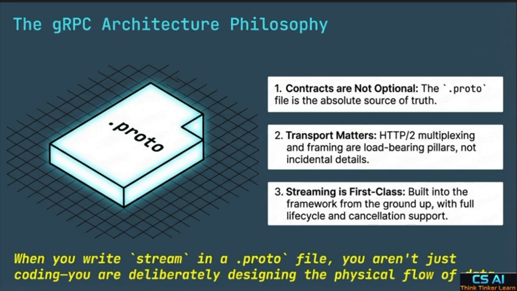Now for today's question. In your own microservices, have you found gRPC's strict contract-first approach to be a benefit, or does the overhead of protobuf generation slow your development down? Let us know in the comments.